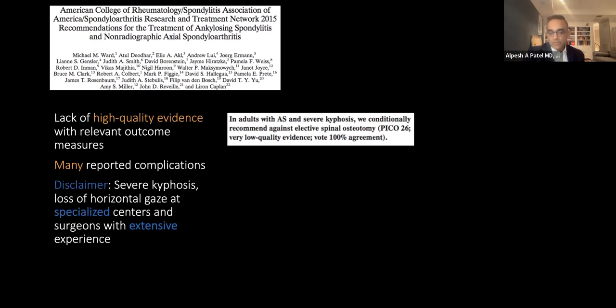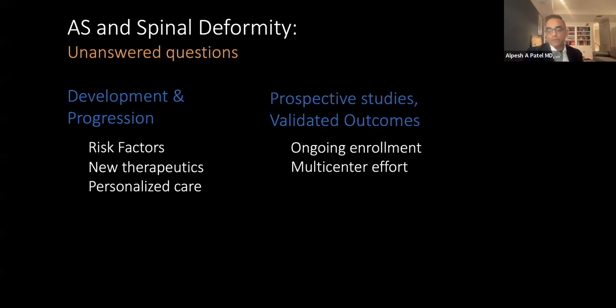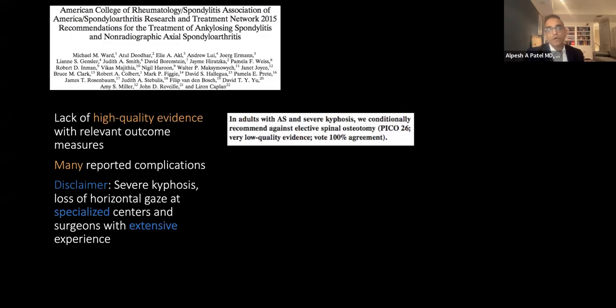But they also put a little disclaimer there, which is that folks with severe kyphosis, a loss of normal gaze, should be referred to specialized centers and surgeons with extensive experience. With those disclaimers, they felt, okay, there's that subset of patients who benefit from surgical intervention.